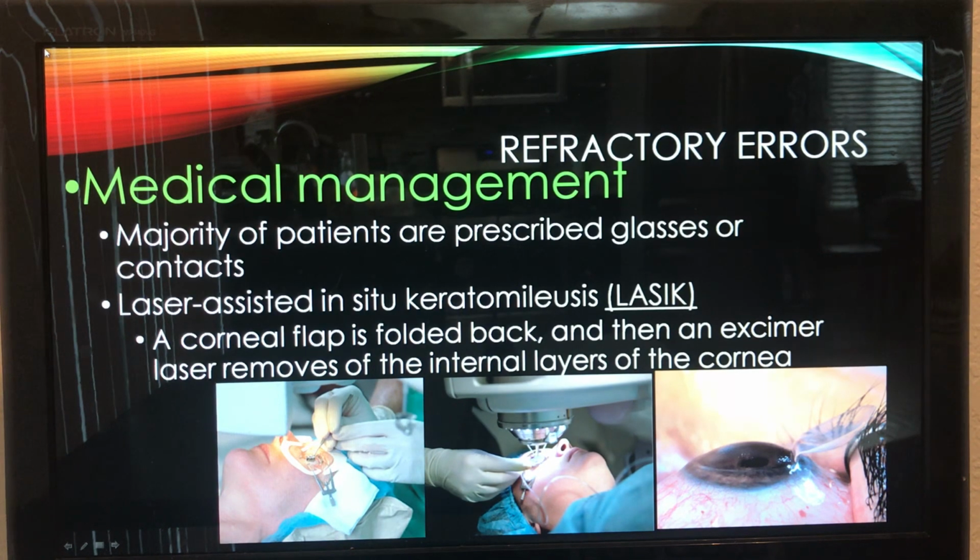So to help correct this, they can be prescribed glasses or contacts. And they can also have the laser surgery known as LASIK. And this is where a corneal flap is folded back, and then the laser removes some of the internal layers of the cornea, as you see in the picture there.